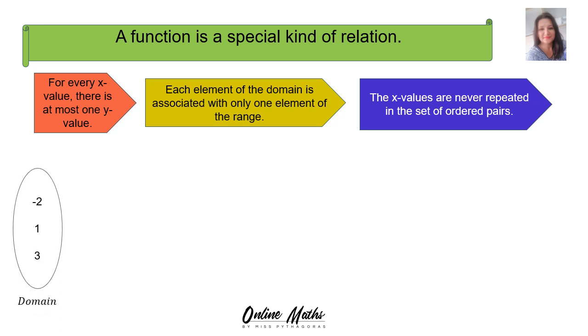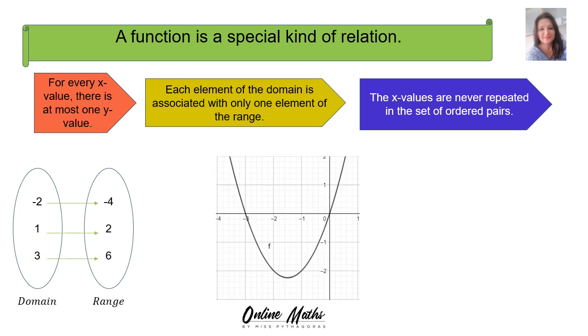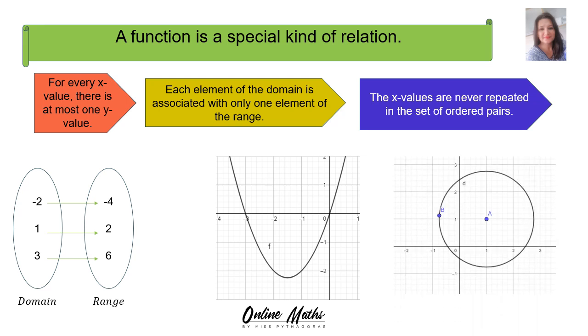Now when I give you a domain on the left there and on the right I give you the range, then you will see that every x has a corresponding y value in the range. A parabola is a function. A circle is a relation.